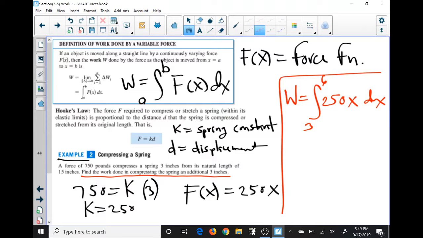So we've set up the integral. Now we just have to apply the power rule and then the fundamental theorem of calculus. And when you solve this problem, you should find that you get an answer of 3,375 inch-pounds. Again, because now we're dealing with inches and pounds, our label is inch-pounds. So that's 3,375 inch-pounds. And I leave the work for you to do because it's a simple power rule.